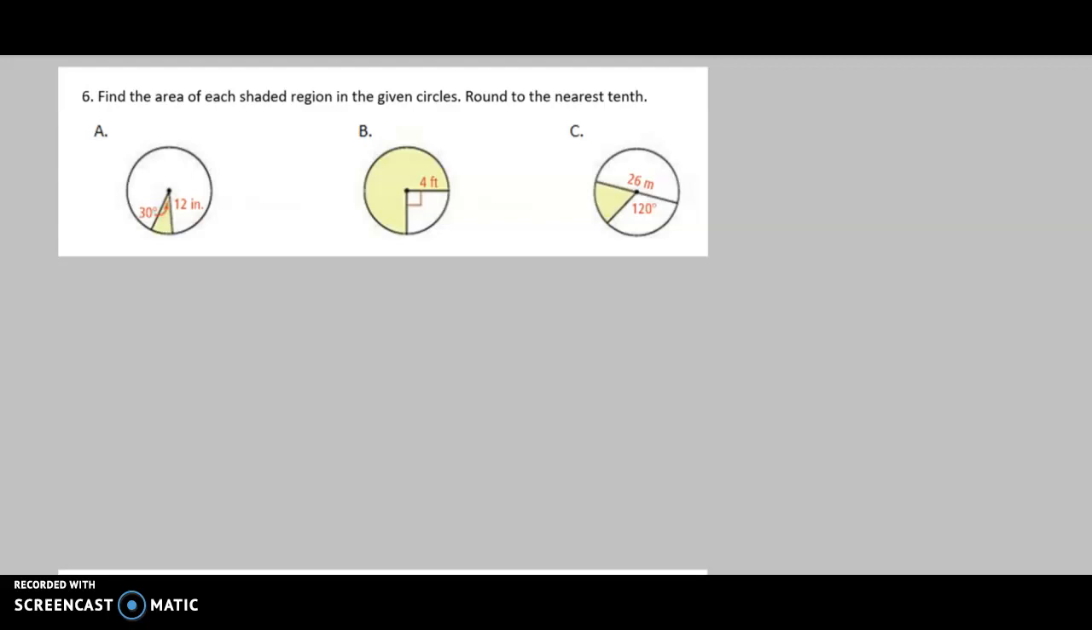Alright, in this video we're going to look at numbers 6 and 7 from the circles test review. So let's go ahead and look at number 6. For each of these parts, A, B, and C, they're asking us to find the area of the shaded region for the given circle.